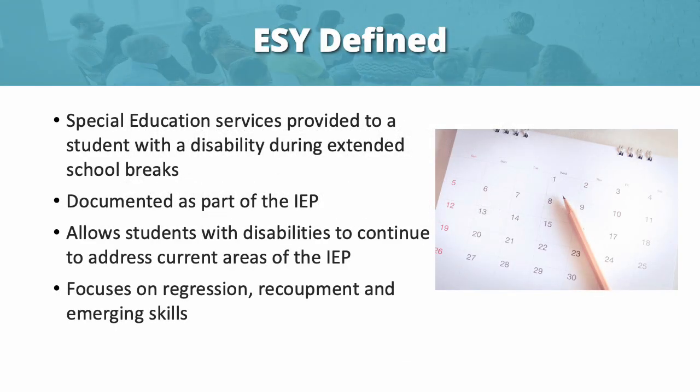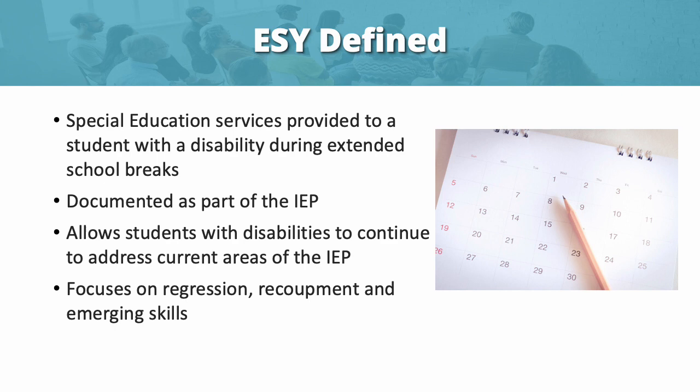Extended school year services are special education services that are provided to a student with a disability during extended school breaks. Per IDEA and California Ed Code, these services assist the student in working toward the same goals and objectives that the student works on during the school year and are only provided in those areas on the current IEP that the student has demonstrated A, a regression of skills during an extended school break, and B, limited ability to benefit from reteaching of skills after an extended school break.